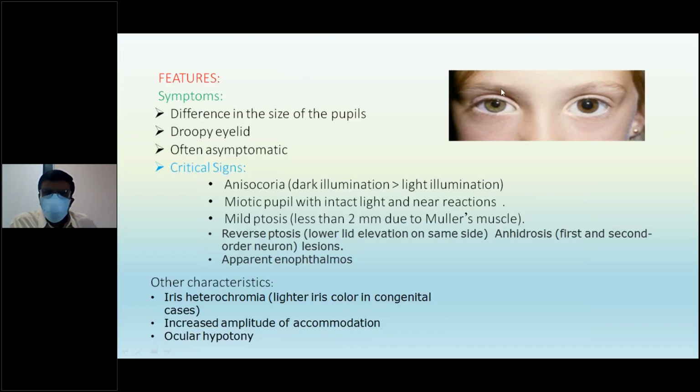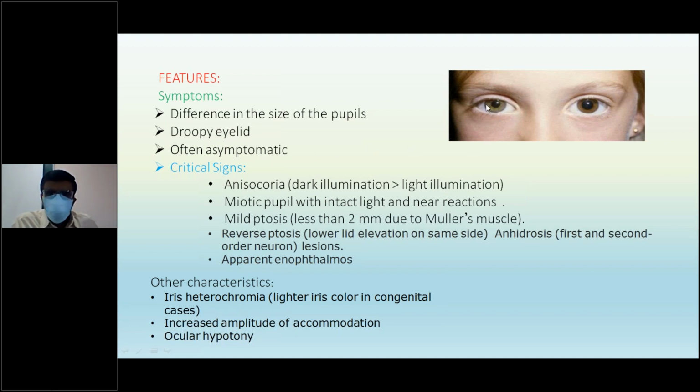These are the clinical features. Here you can see the right eye and the left eye. In which eye can you see miosis? In the right eye there is constriction of the pupil, while the left eye is dilated. There is also drooping of the eyelid. Compared to the left eye, the eyelid is slightly downwards in the right eye.